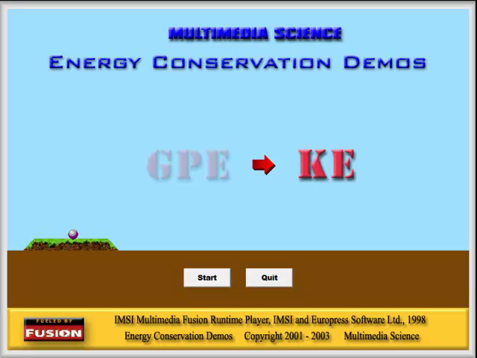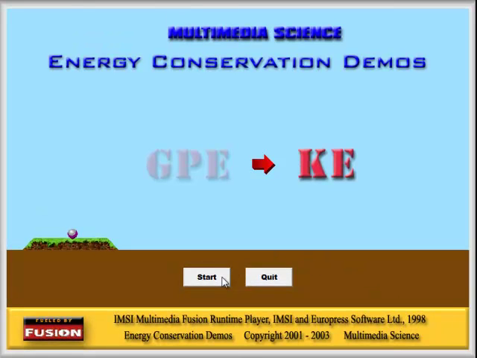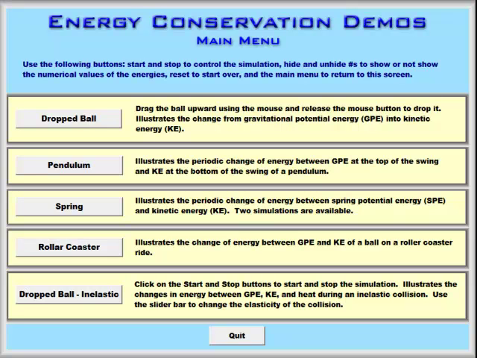Well, here's another video from Multimedia Science, this time about the energy conservation demos. These simulations illustrate the conservation of energy and the change of energy from one form to another. The objects that are simulated include a dropped ball, a pendulum, a spring, and a roller coaster. A final simulation illustrates how a bounced ball loses its kinetic energy and gravitational energy to heat.